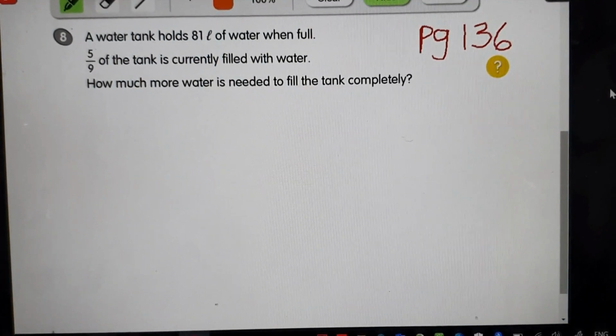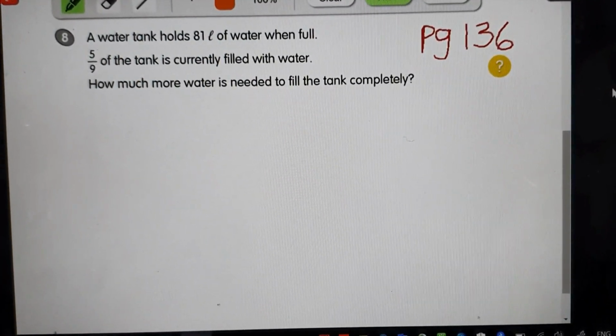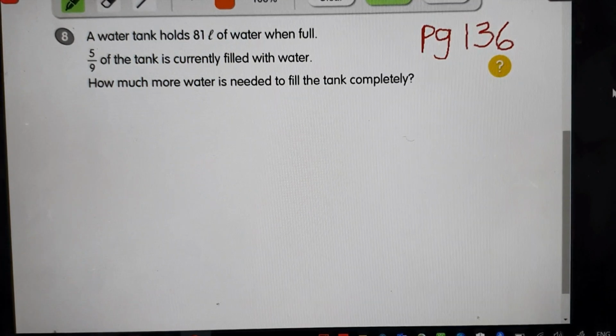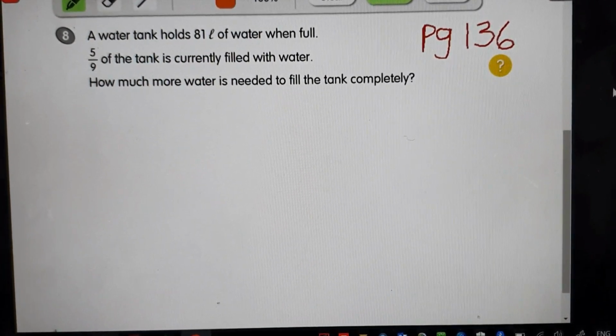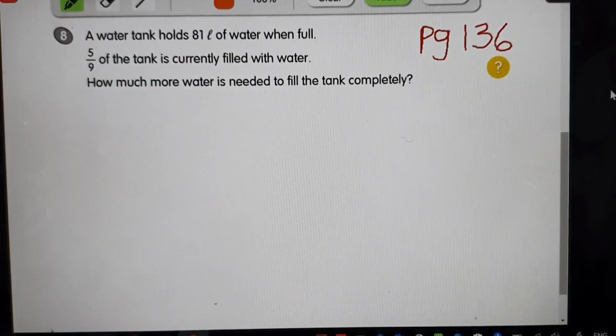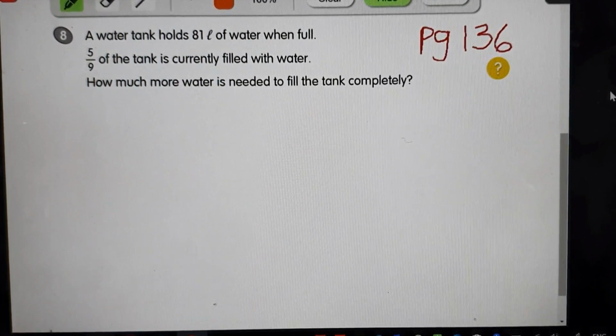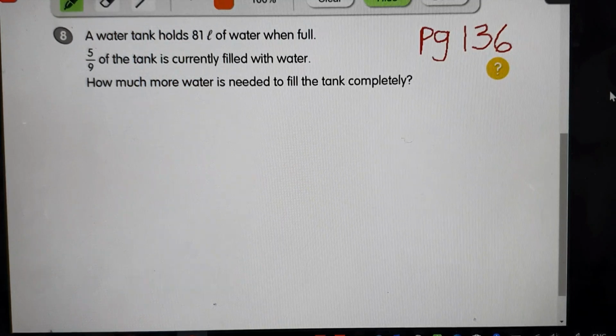Good morning 4-2. For today's lesson, you only need your math workbook, and we will continue to solve math word problems involving interpreting fraction as a set. So please turn to workbook page 136 and let's look at question 8 together. So the first thing you do when you come to a word problem is to break it down into smaller sentences.